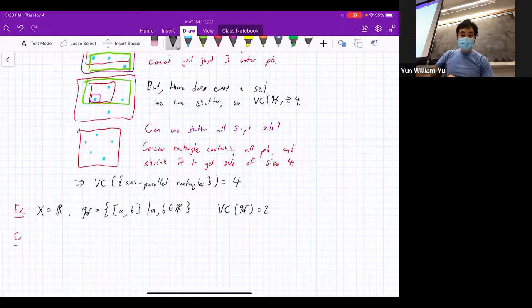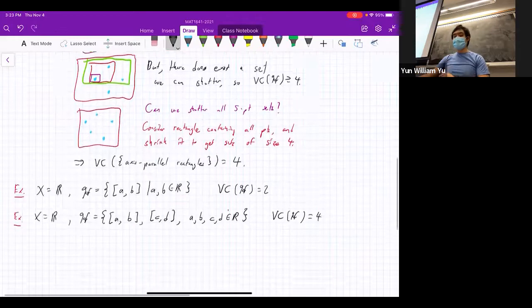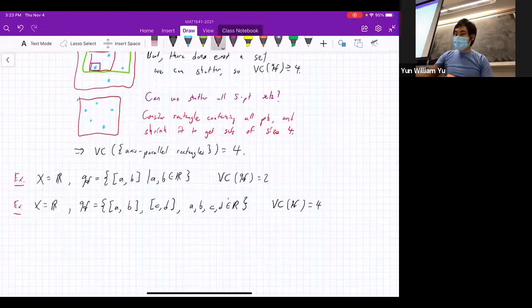Let's see. What if x is, we're going to stay on the real line, but instead let's have our class of concepts be pairs of intervals. Any guesses as to the VC dimension of this thing? Yeah, so this ends up being 4. You can logic your way through all the different possibilities for 4 points, and we'll see that you can get all the different sets. And once you get to 5 points, you run into the same problem that you had with the previous example.